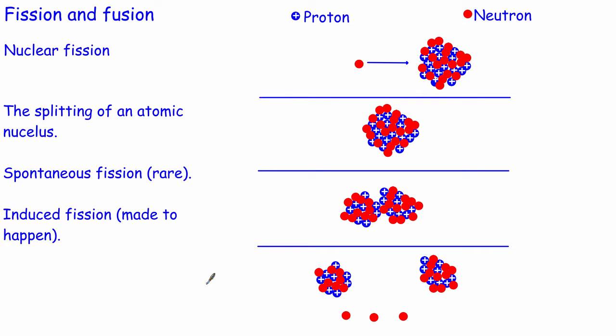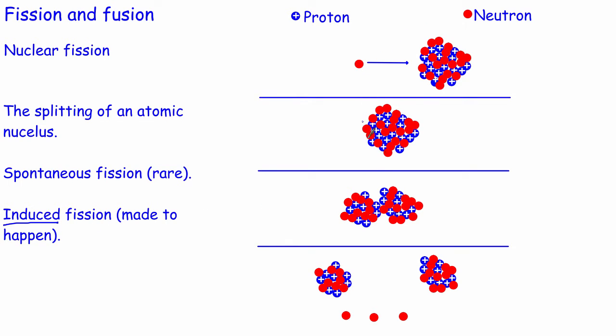As you remember from GCSE, nuclear fission is defined as the splitting of an atomic nucleus, and this can happen basically in two ways. Either it can happen spontaneously, in other words we do nothing to it, where we have a large nucleus and it just splits into two. This is a very rare process. Alternatively, we can have induced fission. Induced basically means we're making it happen.